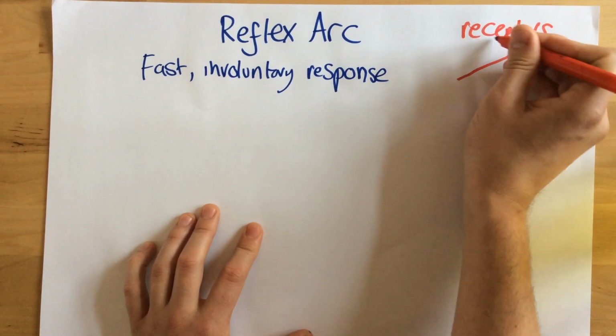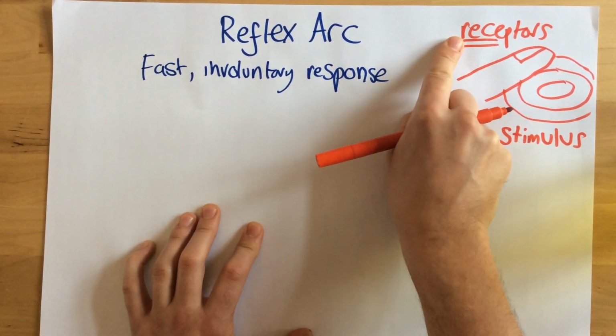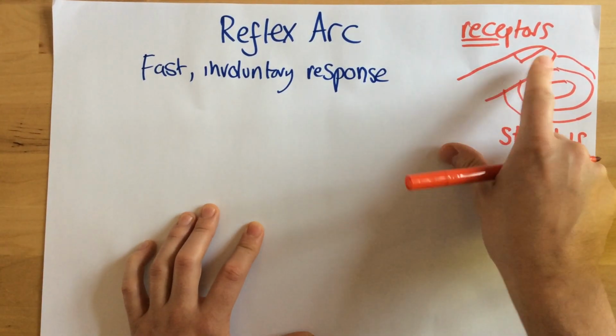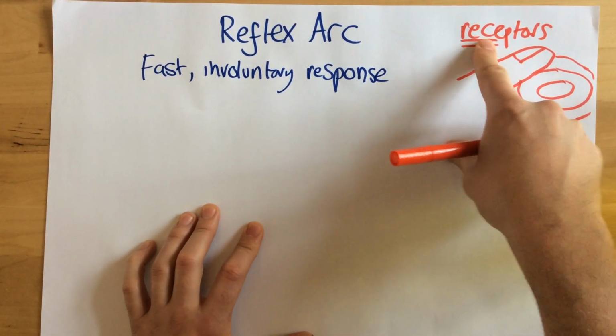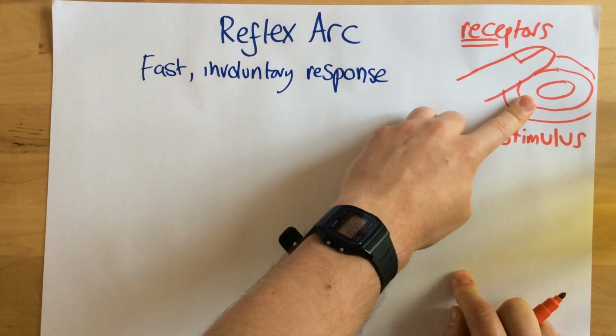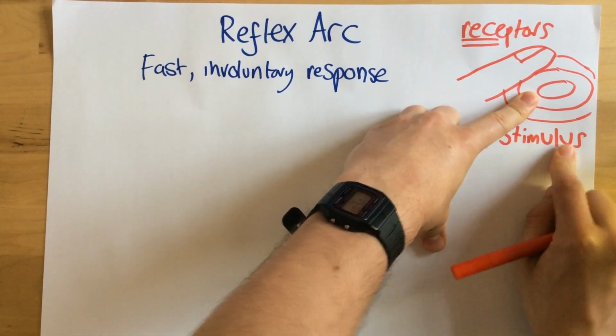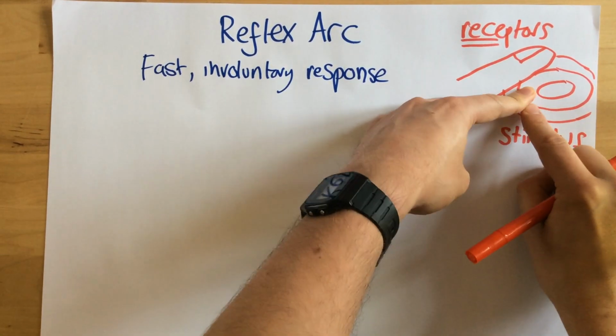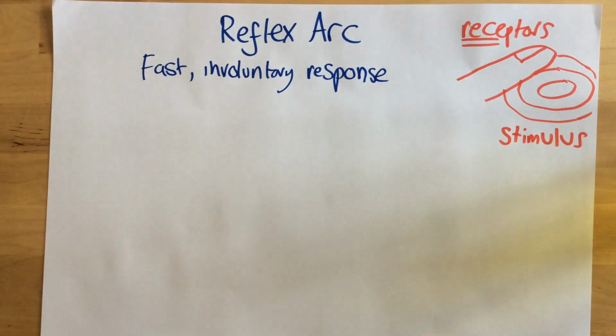Now, receptors receive a signal. So it's my receptors that detect a change in the environment, and my receptors detect that this thing here is hot. So I put my finger on the hot hob. The hob is the stimulus. Receptors in my finger detect that that is really hot.